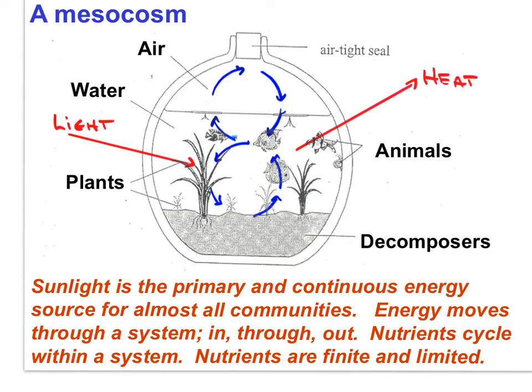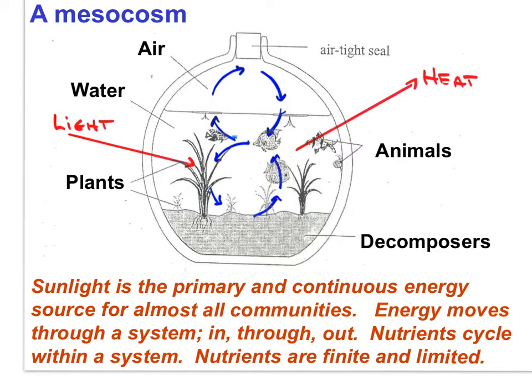This is a mesocosm, a model of the Earth. Solar energy arrives from the sun, moves through the system in chemical form, and departs the system as heat. Sunlight is the primary and continuous energy source for almost all communities.